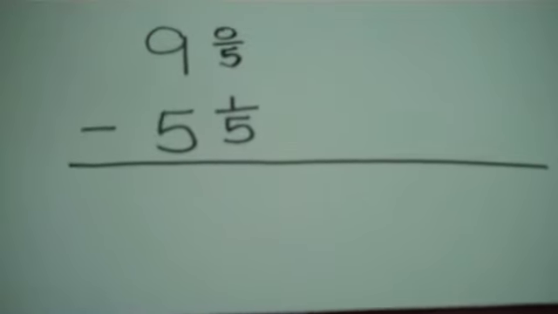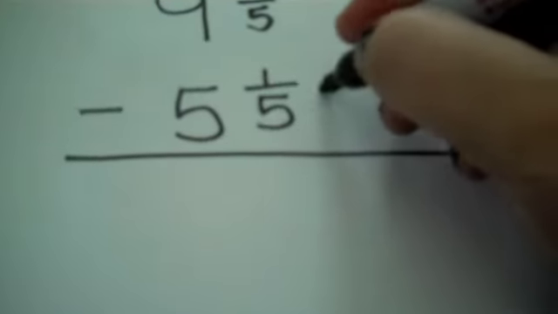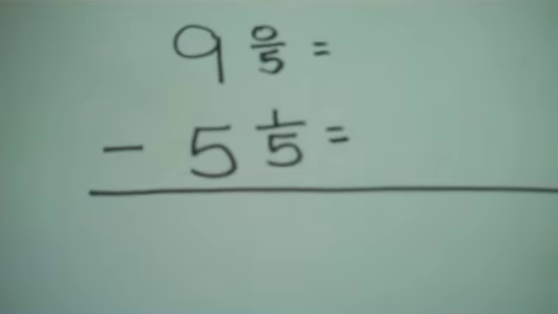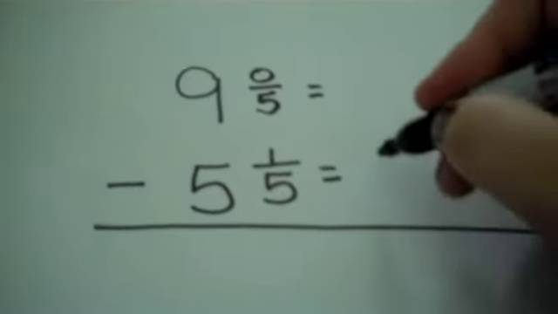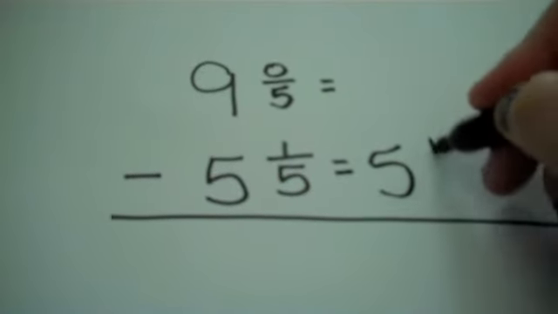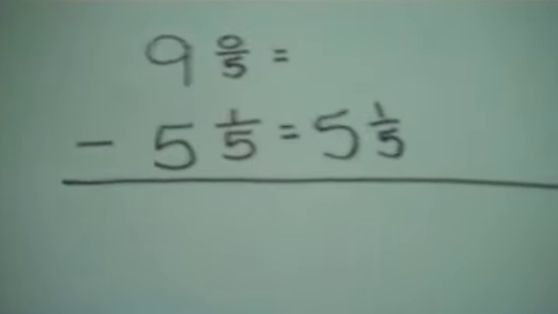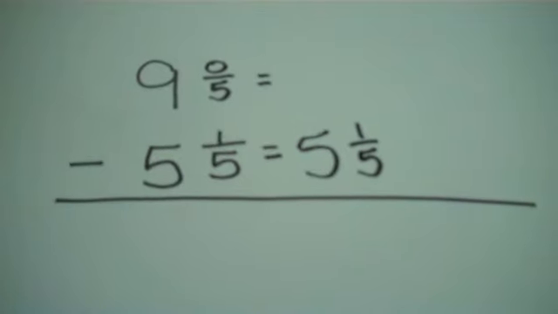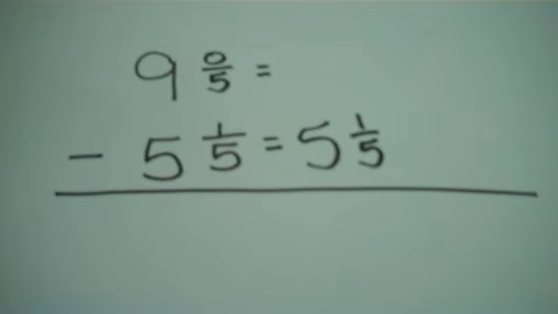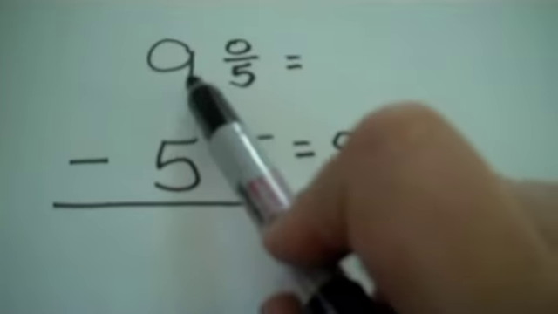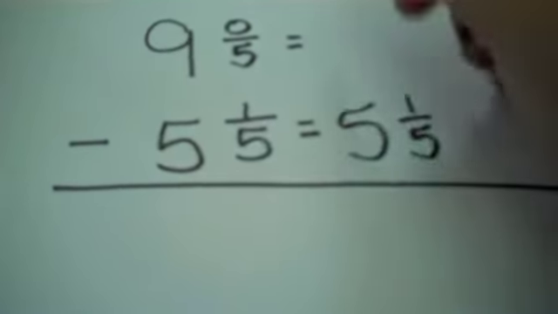I have to borrow. So when I borrow with fractions, it's going to be much like when you borrow with whole numbers. You only are going to borrow from that number that's on the top. So this number on the bottom, 5 1/5, doesn't need to change. It's going to stay exactly the same. I'm going to take one whole number away from this 9, and that's going to reduce it to make it 8.